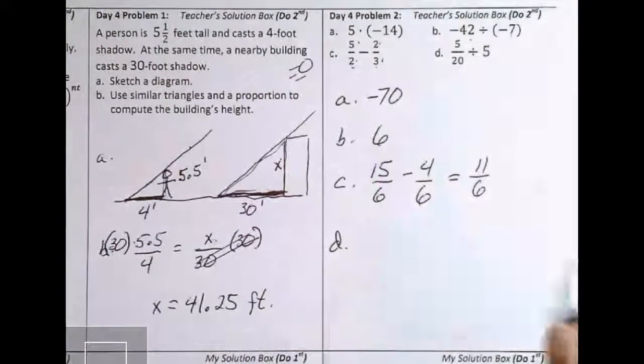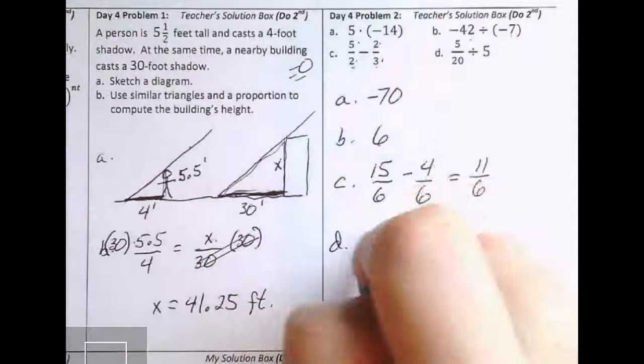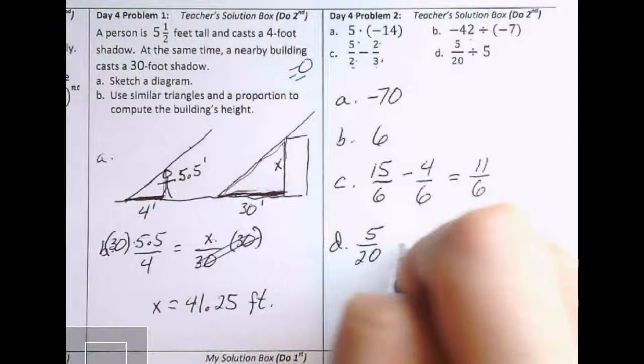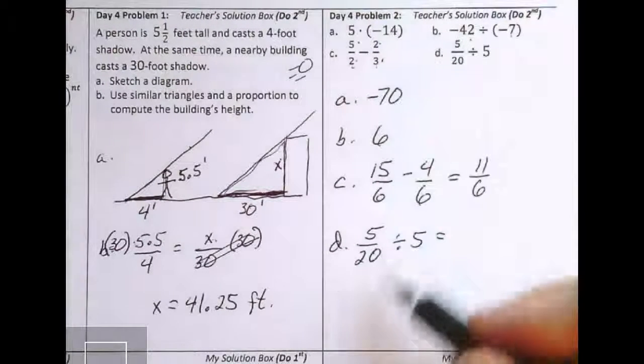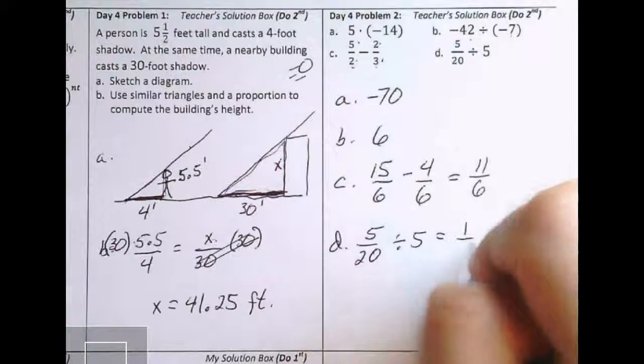And question D, we have 5/20ths to begin with, and we want to divide that into 5 equal parts. So if we have 5/20ths, we divide by 5, that will create 1/20th.